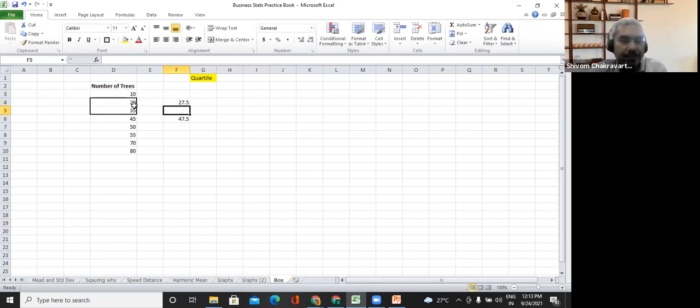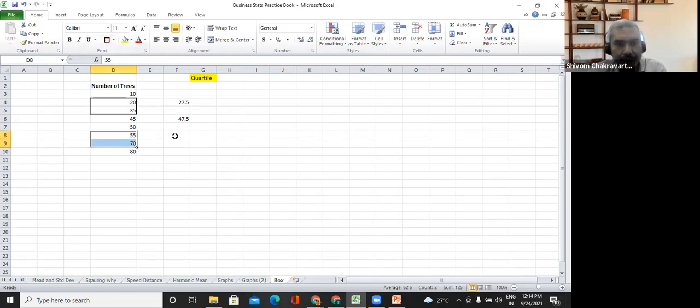Now 27.5 is dividing the first half into two equal parts. In one part it is 10 and 20, in other part it is 35 and 45. Similarly, the bottom half, we will divide into two equal parts. Again, there is no middle value, so we will take the average of these two, 55 and 70.